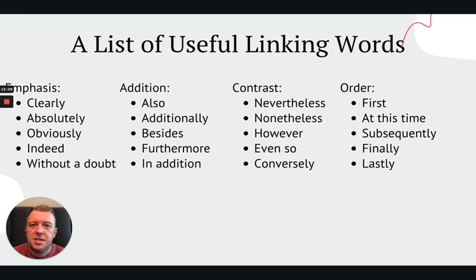Okay, so let's take a look at some of these different types of linking words. So we have our four categories here: emphasis, addition, contrast, and order. All right. Now, take a few minutes. I want to suggest that you write each of these in your journal, and try to use them in your own writing when you want to link sentences together and make it sound more natural.